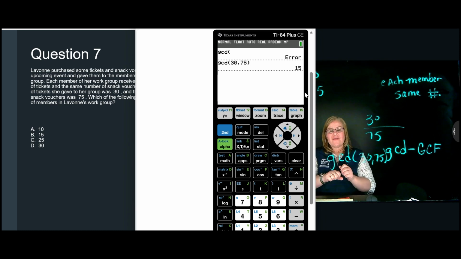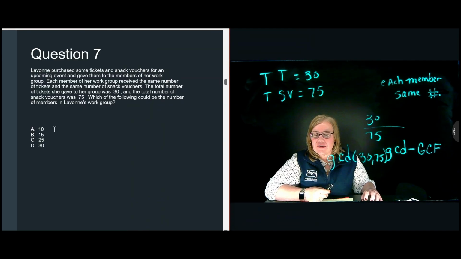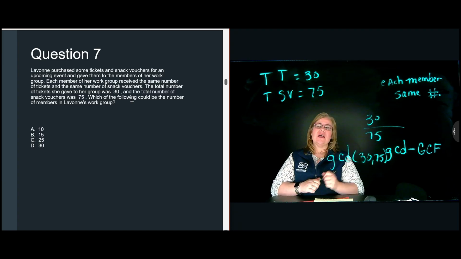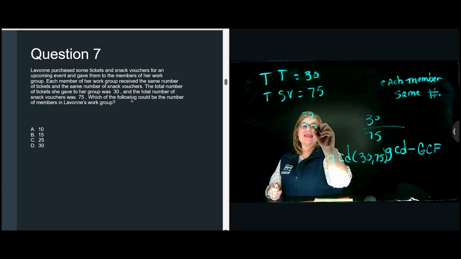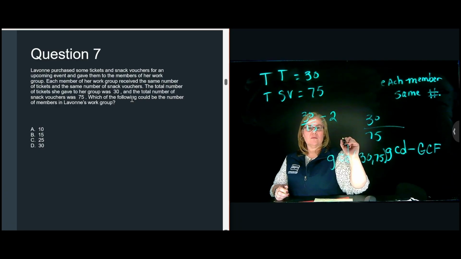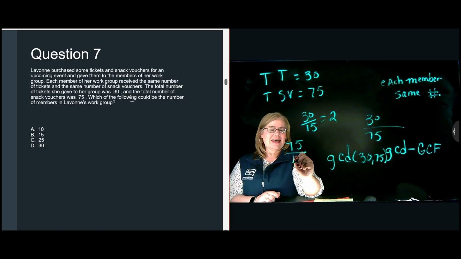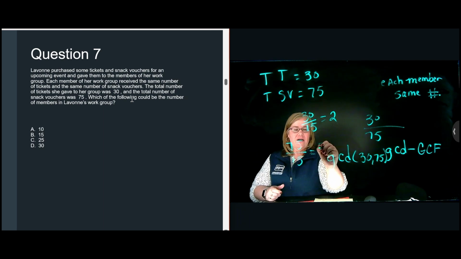gives me 15. 15 is my greatest common denominator, or my greatest common factor, what both of those numbers have in common. All right? So then if I know that 15 is my greatest common, let's look at the total number of tickets. If I take that 30 and divide it by my greatest common denominator, I'm going to get 2. If I take that 75 and I divide it as well by 15, I am going to get 5.